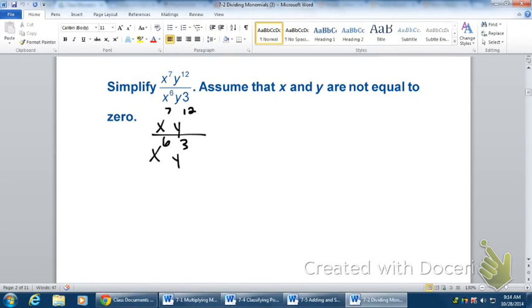Okay. If you have like bases, you can subtract your exponents if they're being divided. So to simplify this, I'm going to subtract x to the 7th minus 6. Okay. Hold on one second. So it could just be x. Then I'm going to have y to the 12th minus what? 12 minus what? 3.